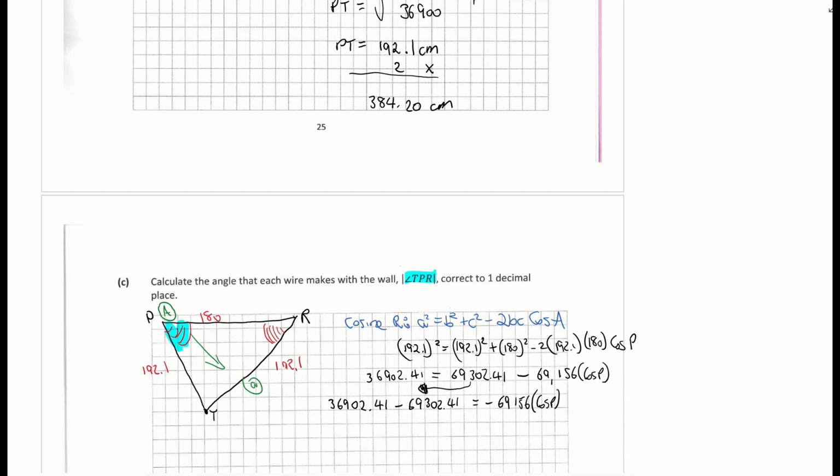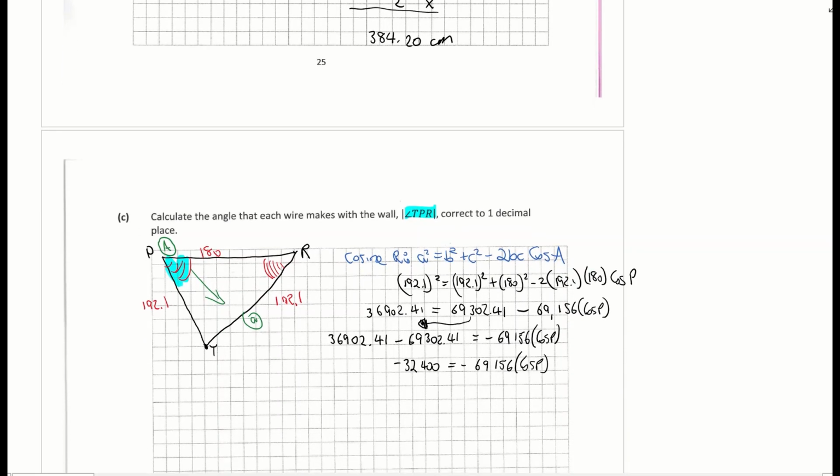Okay, so tidying up that left-hand side, when I subtract them, I'm getting minus 32,400 is equal to minus 69,156 times cos of P. I'm going to divide across by minus 69,156, so that's giving me minus 32,400 divided by minus 69,156 is equal to cos of P. Minus divided by minus will give us a plus, and when I divide the numbers I get 0.4685 is equal to cos of P.